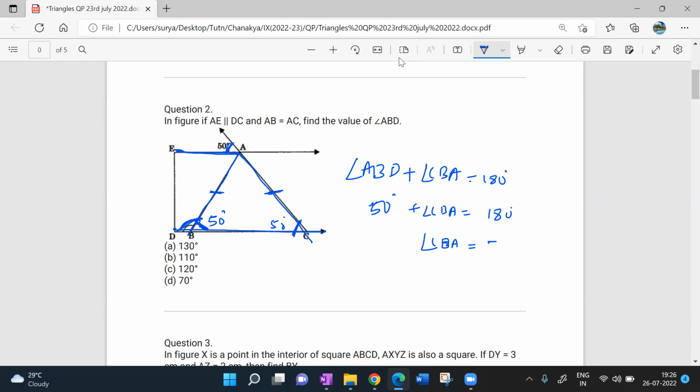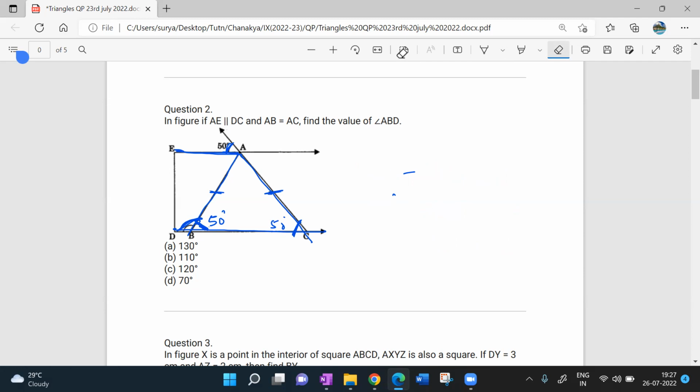Sir, they're asking angle ABD, not angle CBA. ABD is asked, right? CBA is 50, not ABD. We need to find out ABD. So angle ABD plus angle CBA is equal to 180 degrees. So ABD plus 50 is equal to 180 degrees. Angle ABD is 130.